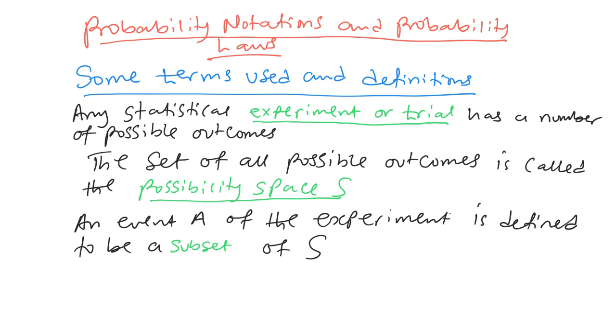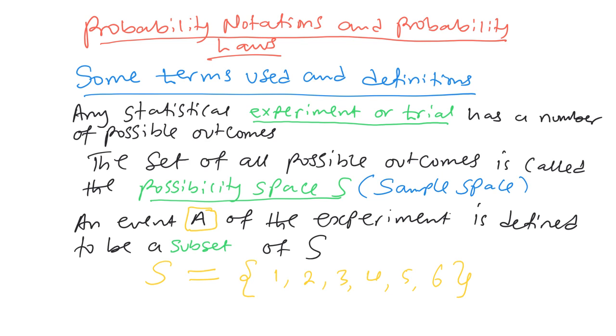Then next, the set of all possible outcomes is called the possibility space. Sometimes we call this sample space. If we list all the possible outcomes, then what we get is what we call the sample space. Then an event A, normally events are going to be represented with capital letters. An event is a subset of the possibility space. So what are we saying? For example, if I throw a die, S will be a set of 1, 2, 3, 4, 5, 6, assuming this is an ordinary die.